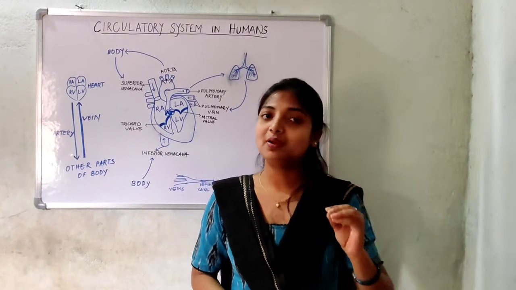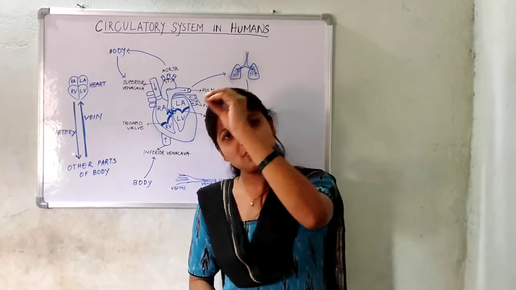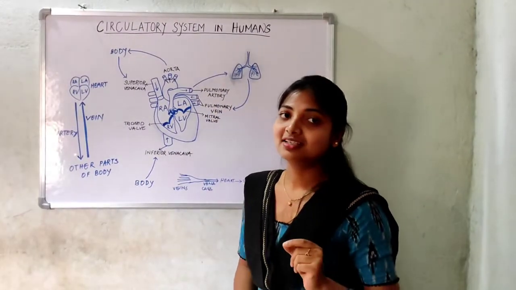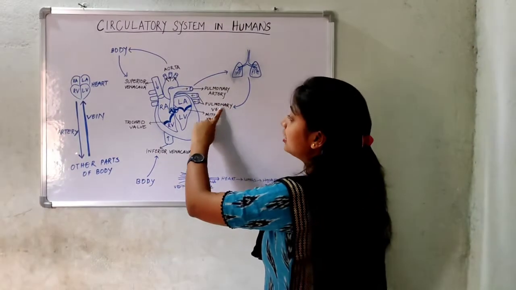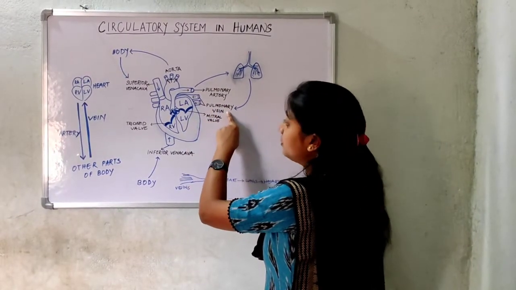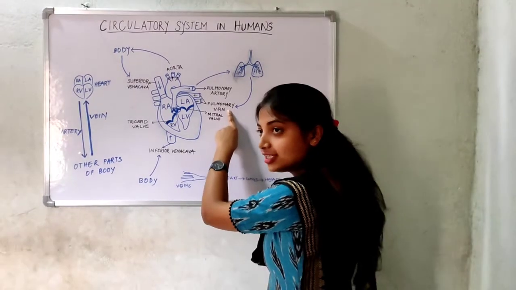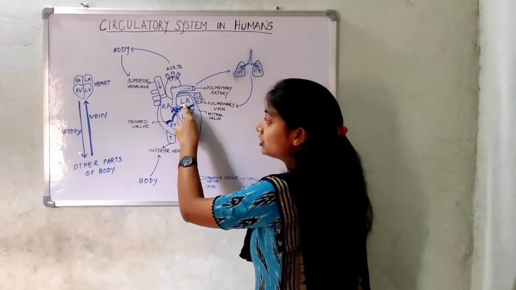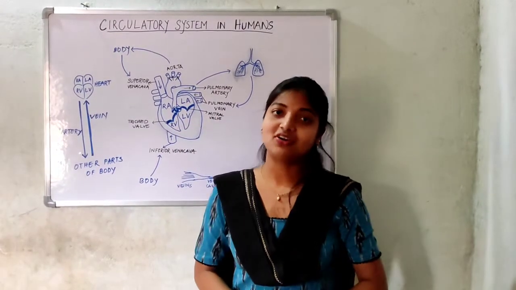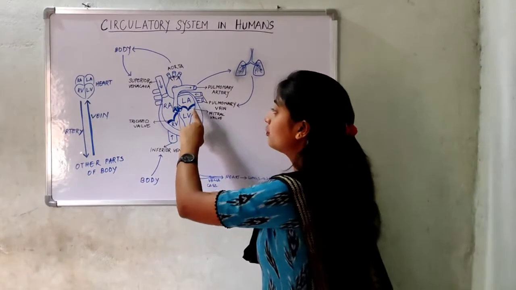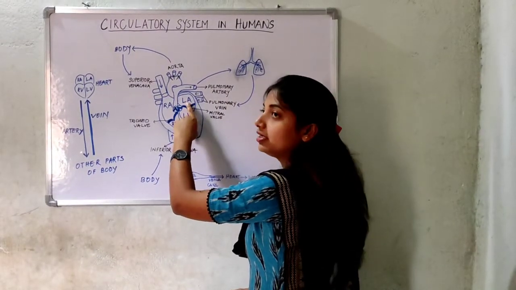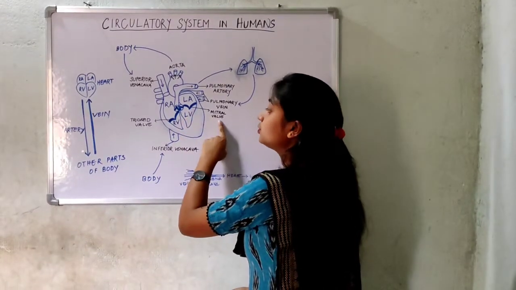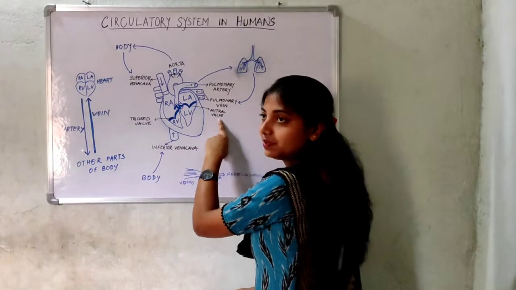Now the good blood or the oxygenated blood has to be again carried from the lungs to the heart. This is done by the pulmonary vein. The pulmonary vein carries the oxygenated blood from the lungs to the heart, and it pours the oxygenated blood in the left auricle. Now from the left auricle, the good blood or the oxygenated blood moves to the left ventricle by passing through the mitral valve or the bicuspid valve.